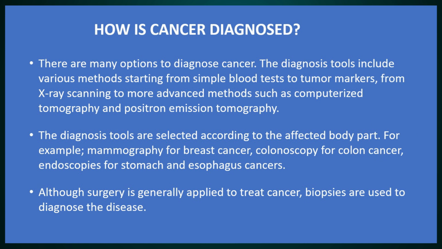How is cancer diagnosed? There are many options to diagnose cancer. The diagnosis tools include various methods starting from simple blood tests to tumor markers, from X-ray scanning to more advanced methods such as computerized tomography and positron emission tomography. The diagnosis tools are selected according to the affected body part. For example, mammography for breast cancer, colonoscopy for colon cancer, endoscopies for stomach and esophagus cancers. Although surgery is generally applied to treat cancer, biopsies are used to diagnose the disease.